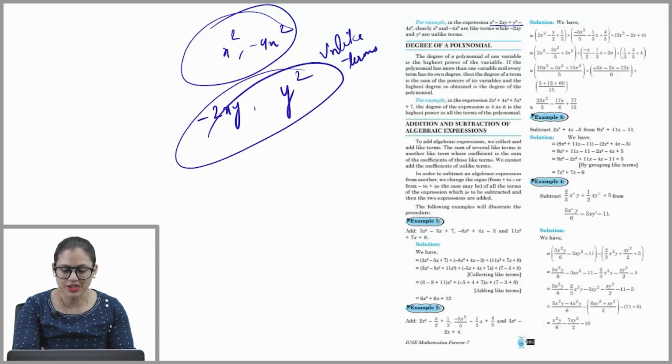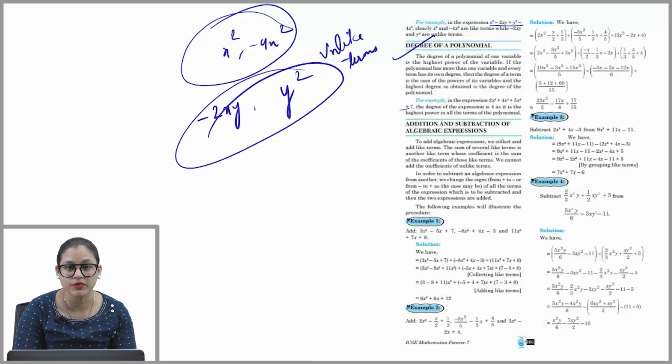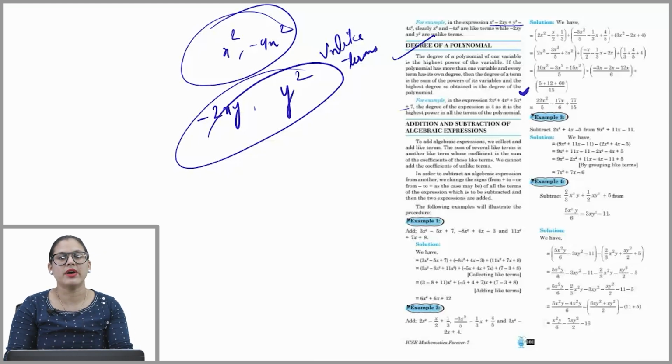Next, degree of a polynomial. The degree of a polynomial of one variable is the highest power of the variable. If the polynomial has more than one variable and every term has its own degree, then the degree of a term is the sum of the powers of its variables, and the highest degree obtained is the degree of the polynomial. For example, in this expression, the degree of the expression is 4 as it is the highest power in all terms of the polynomial. Okay, see, this is x raised to the power 4, right? That is why 4 is the highest power.